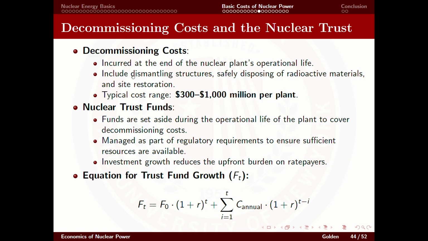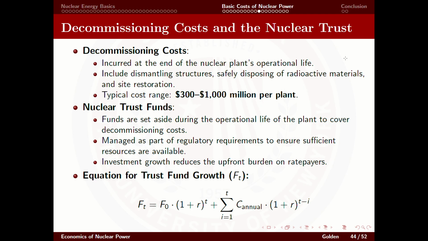So, decommissioning costs and the nuclear trust fund. Decommissioning costs are incurred at the end of the nuclear plant's life, and include dismantling the structure, safely disposing of radioactive materials, and site restoration. Typical cost ranges from 300 million to 1 billion per plant, so pretty normal.